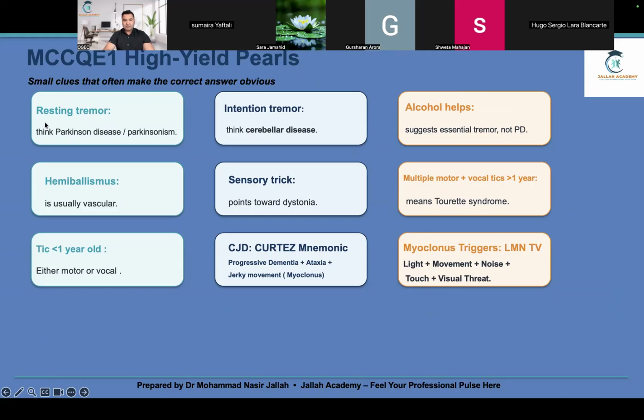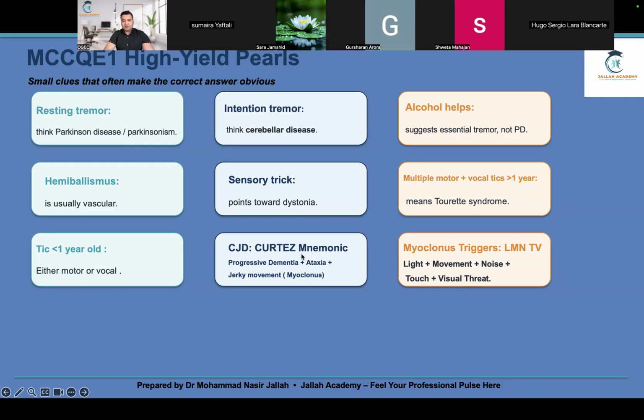MCQ high-yield pairs: resting tremor in Parkinson's or Parkinsonism, intention tremor in cerebellar disease, postural tremor, right? Alcohol helps, suggests essential tremor, not Parkinson's disease. Hemiballismus is usually vascular. Sensory trick points toward dystonia, like when you do this, the head dystonia resolves. Multiple motor plus vocal tics is Tourette, more than 1 year. Tic is less than 1 year, either motor or vocal, either this or that.